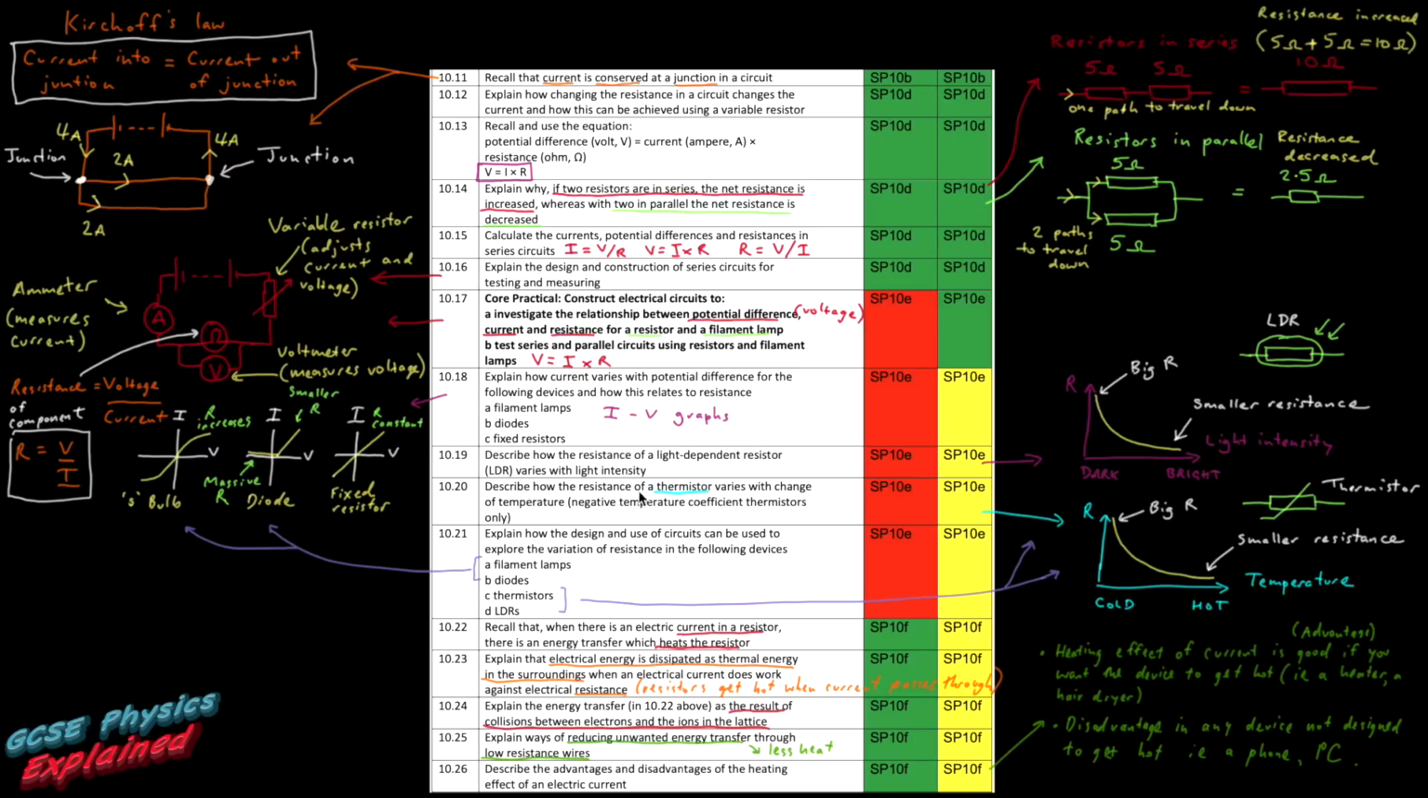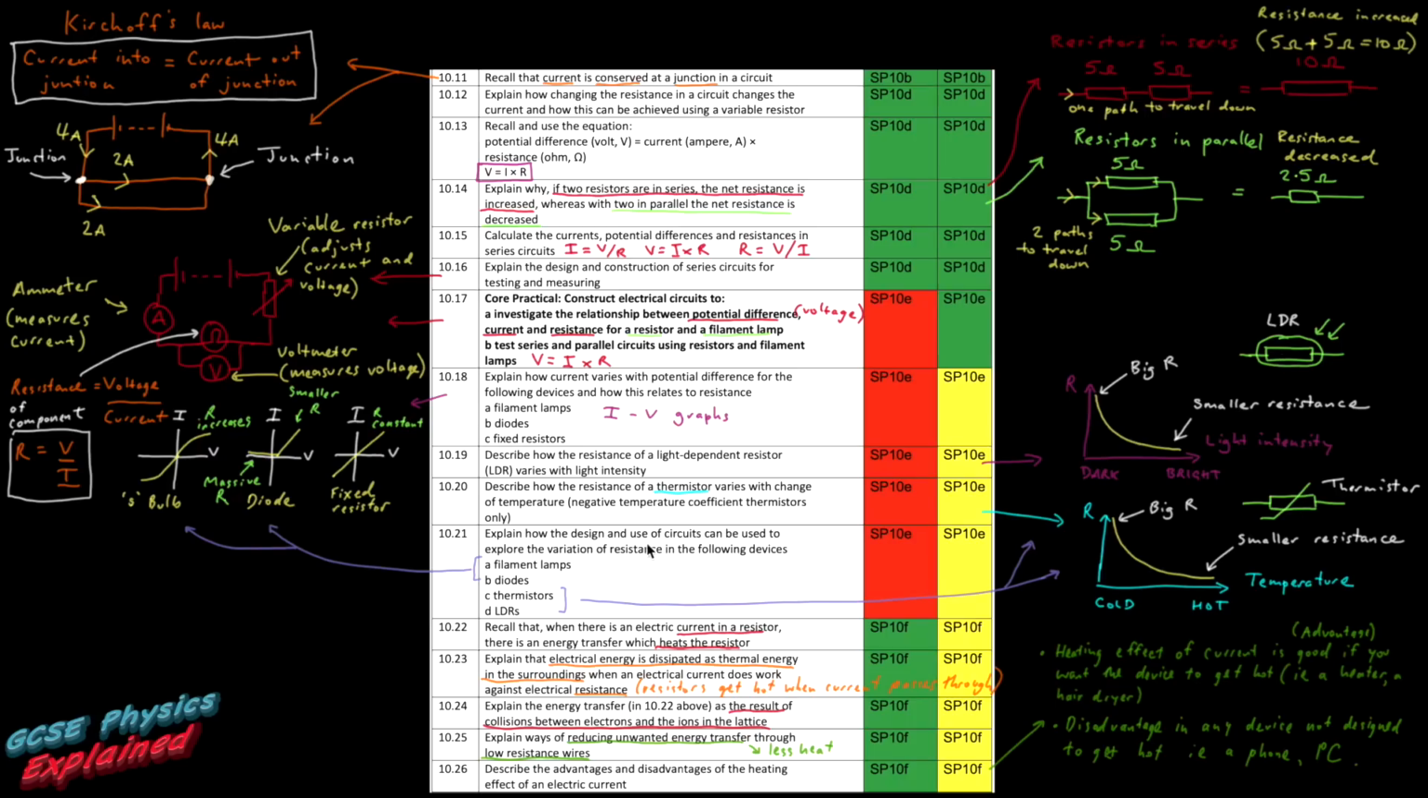10.20. Describe how the resistance of a thermistor varies with change of temperature. So that's a negative temperature coefficient thermistor only. So negative temperature coefficient basically means as one thing gets bigger, another thing gets littler. In other words, as the temperature increases and it gets hotter, the resistance decreases. 1 mark for saying that, and 1 mark for saying it decreases in a non-linear way. So it's exactly the same shape for the thermistor as it was for the LDR.